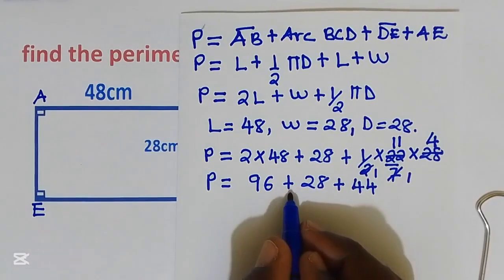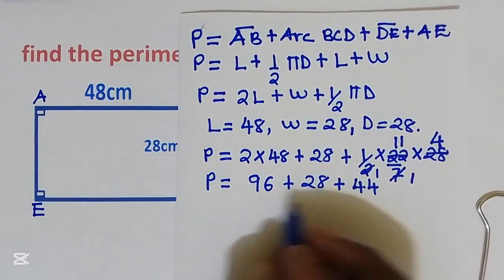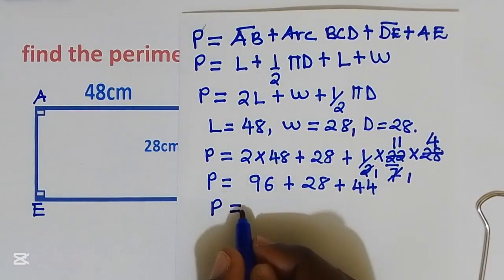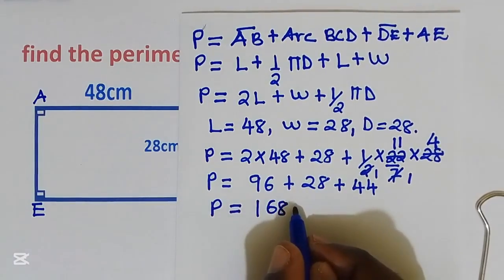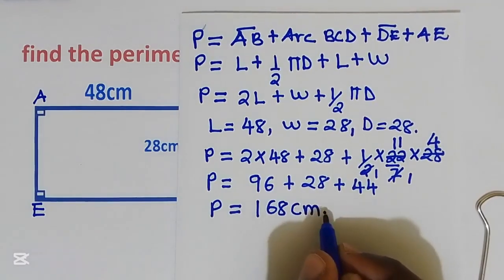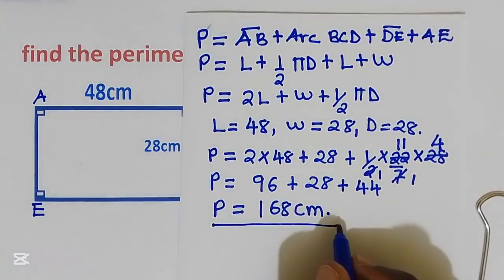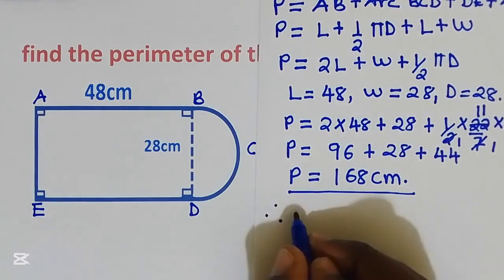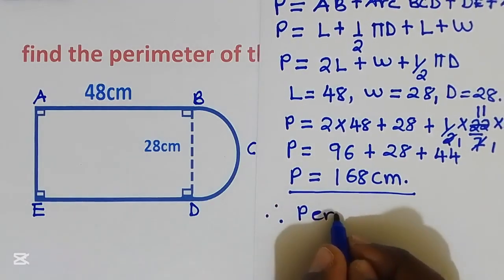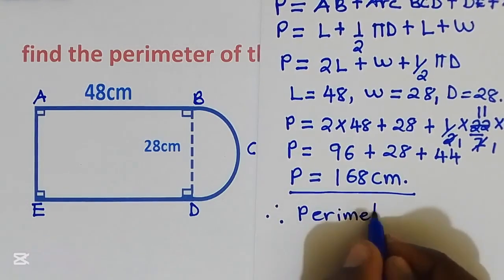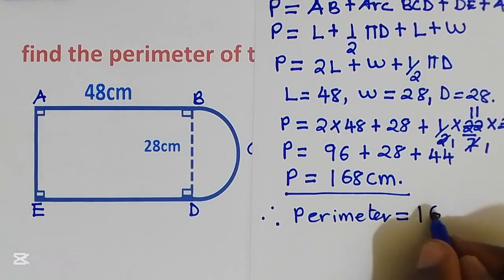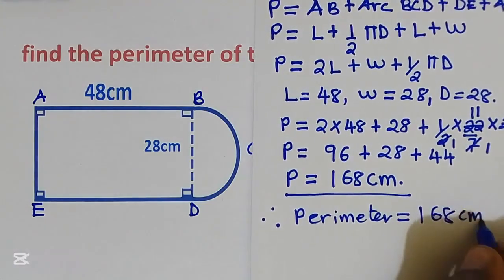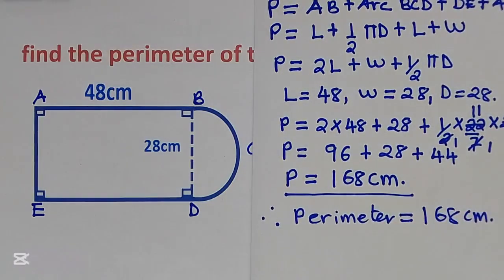96 plus 28 plus 44 is equal to 168. This is centimeter. So, the perimeter is equal to 168 centimeter. I hope you understand this question.